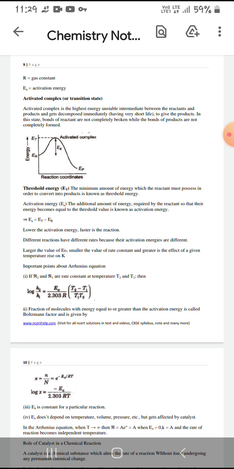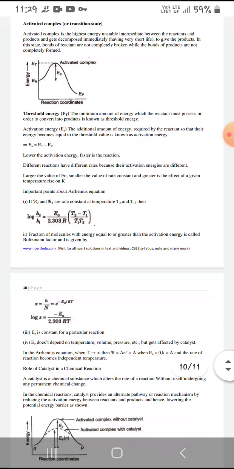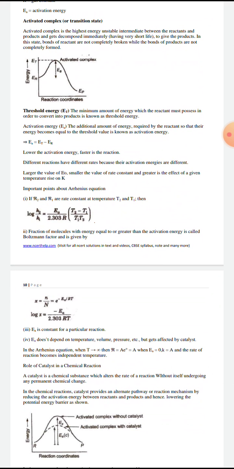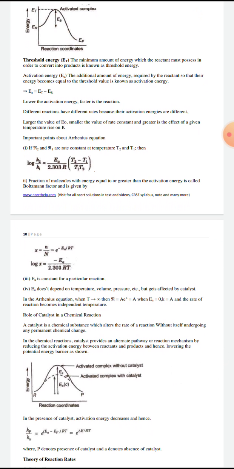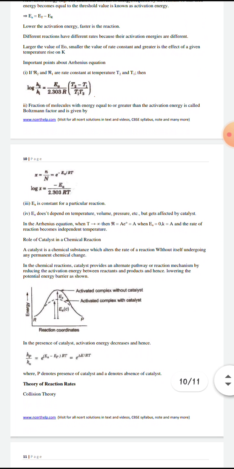The important point is, if k2 and k1 are the rate constants at temperatures T2 and T1, then log k2 by k1 is equal to Ea by 2.303 R into T2 minus T1 by T1 into T2. The fraction of molecules with energy equal to or greater than the activation energy is called the Boltzmann factor, and is given by log x equal to minus Ea by 2.303 RT. Ea is constant for a particular reaction and does not depend on temperature, volume, pressure, etc., but gets affected by a catalyst.